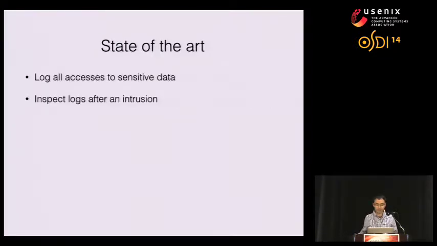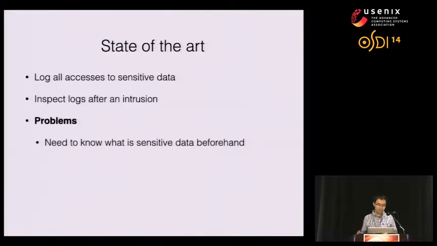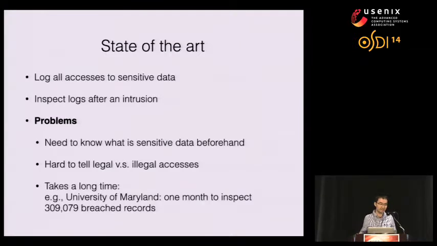The state of the art of doing this is to use the access log. We first log all the accesses to the sensitive data and then inspect the logs after an intrusion. However, there are several problems with this approach. First, we need to know what is the sensitive data and tag them in the program beforehand. And second, because the log contains both legal and illegal accesses, we need to somehow tell them apart. And this is gonna be a labor-intensive and time-consuming task. For example, in the University of Maryland case, it took them about a month to inspect all those breached records.